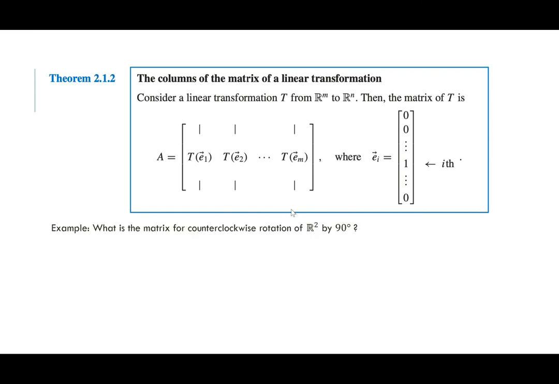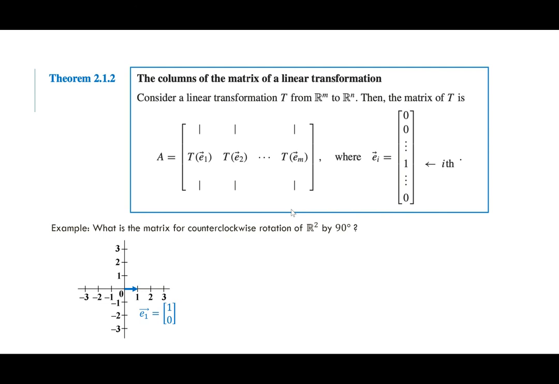So what is the matrix for counterclockwise rotation of R2 by 90 degrees? If you need any convincing that this is in fact a linear transformation, maybe go back to that 3Blue1Brown video where he defines a linear transformation to be one that takes lines to lines and doesn't move the origin. And rotation about the origin by 90 degrees definitely satisfies that. But okay. So let's start with our basis vectors.